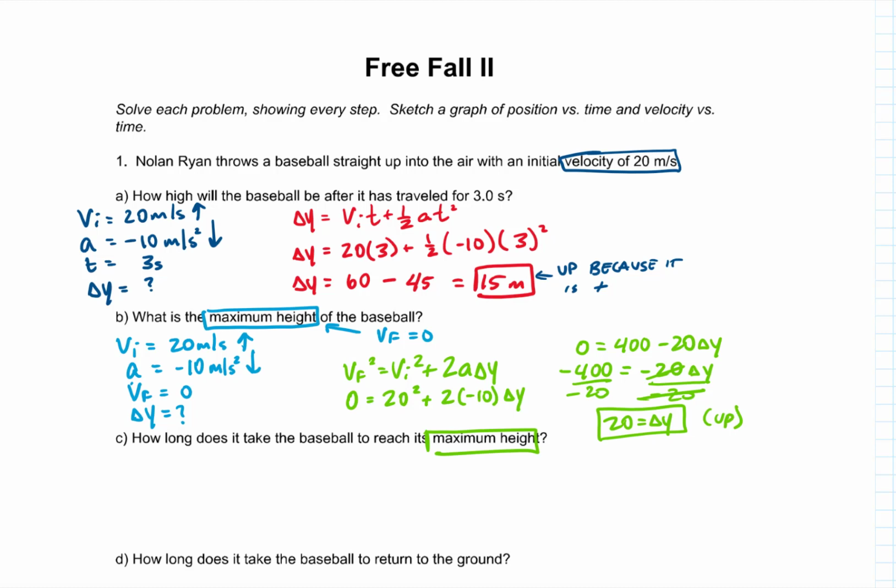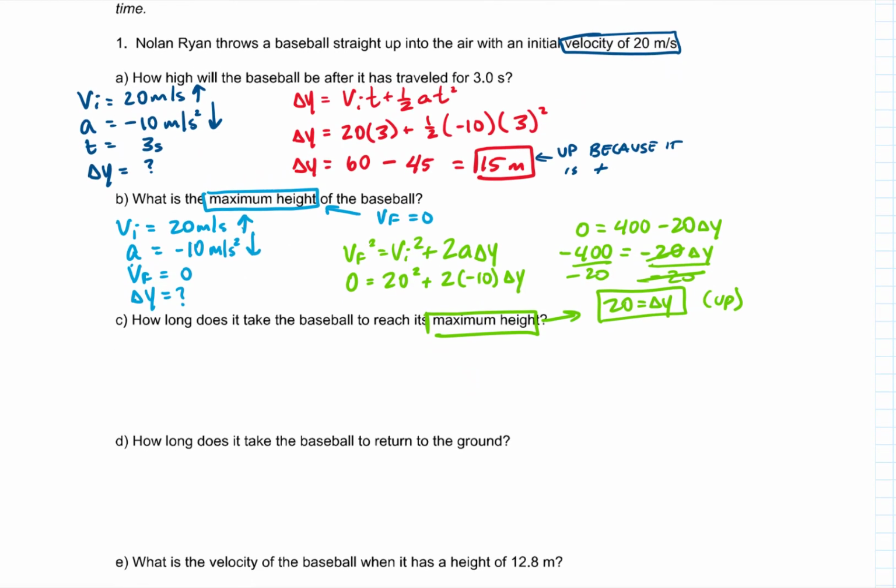How long does it take the baseball to reach its maximum height? Well, we're still talking about the same maximum height of 20 meters. So that's going to add to our givens. That's also going to tell me that we're at the maximum height and the final velocity is 0. So we have the same givens that we had before. The initial velocity is 20 meters per second up, just like it has been. The acceleration is 10 meters per second squared down. Because of that, we're going to make the acceleration negative. Because we're at the maximum height, the final velocity is 0. And because we're at the maximum height that we just found, the delta y is 20 meters.